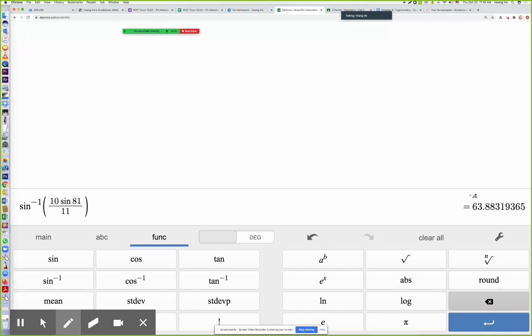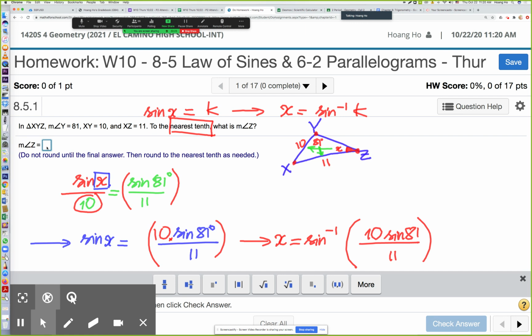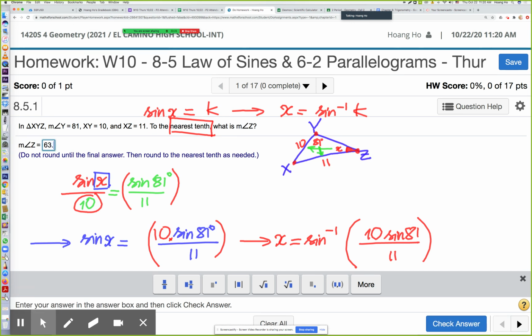As you see over here, the answer, I take one decimal because they asked for one decimal. That should be number 8 over here, so round up here to 9. So 63.9. So that is the answer for angle Z, which is the x value, 63.9. So I put right here 63.9, and I'm done.